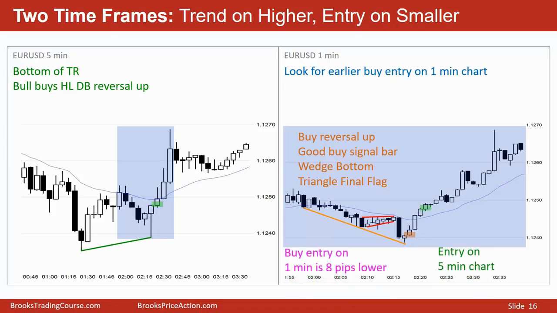If you do that, your entry is 8 pips lower than on the 5-minute chart. This entry on the 1-minute chart is 8 pips below the entry on the 5-minute chart. Here's the entry on the 5-minute chart. And if you buy here on the 1-minute chart, it's 8 pips lower. In general, should you do this? No. But if you become an experienced trader and you're really good at reading the 5-minute chart and anticipating a trade, then you can look at the 1-minute chart and try to find an earlier entry.